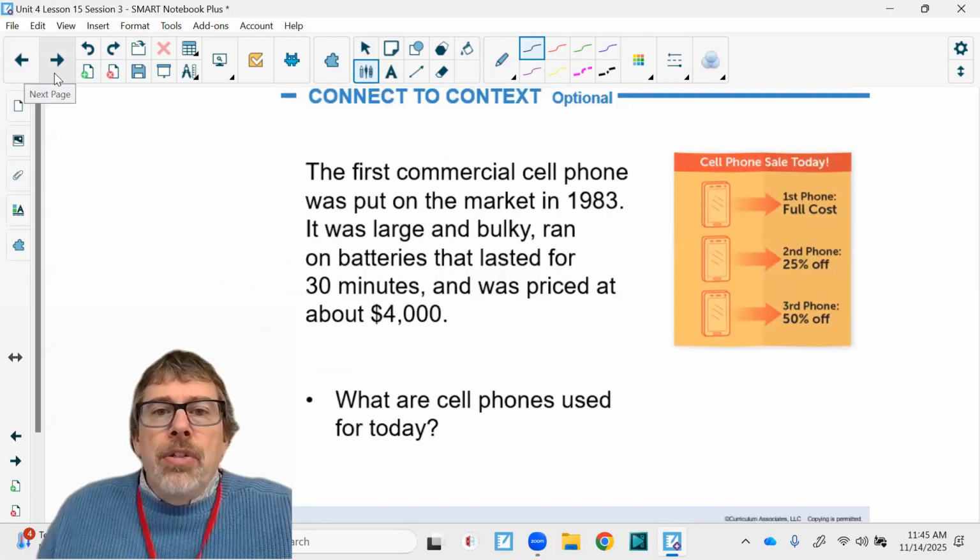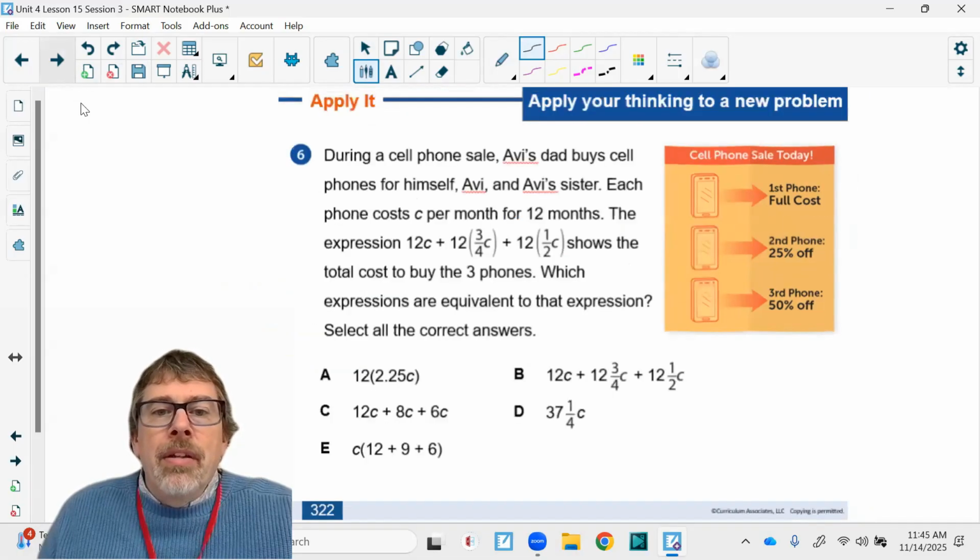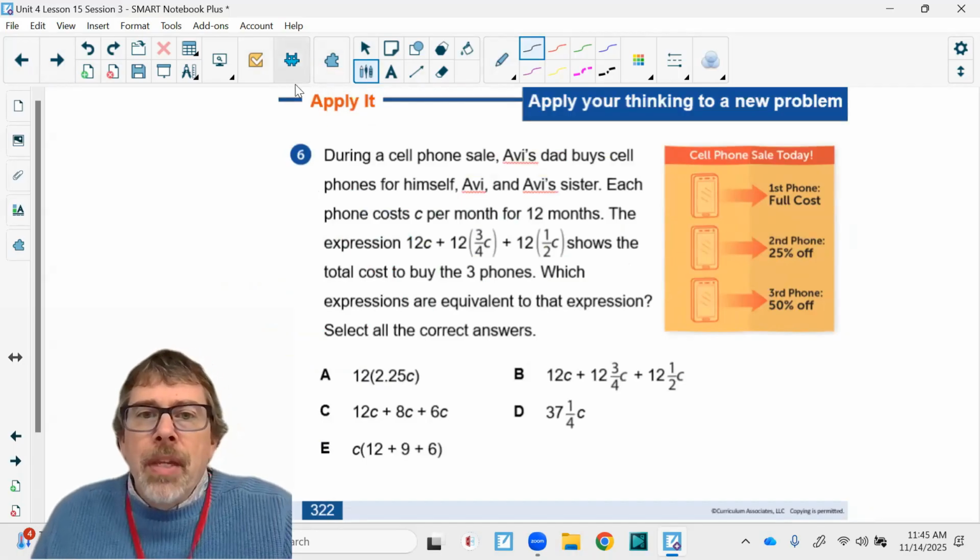Okay, so this is just talking about back in 1983, the first cell phone was $4,000 and the battery only lasted 30 minutes. Aren't you glad they've advanced?